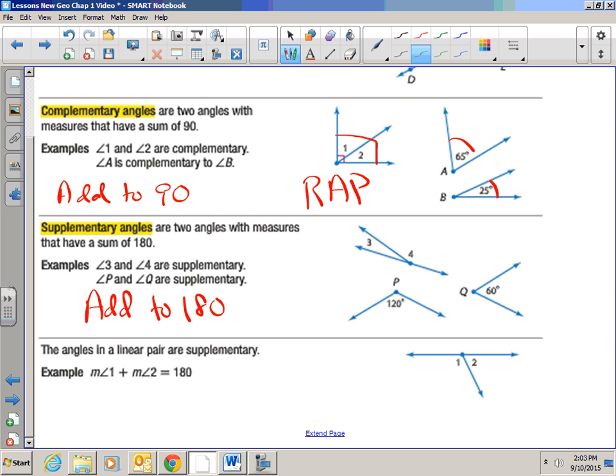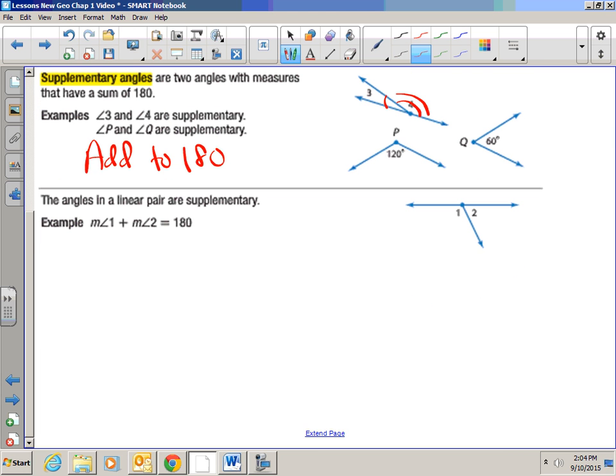Linear pair angles will always be supplementary. So these two angles right there, 3 and 4, are linear pair angles, therefore they are supplementary. And angles P and Q also add up to 180, even though they are not linear pair angles. They also are supplementary because they add up to 180. These two angles again are linear pairs, so therefore they are supplementary.